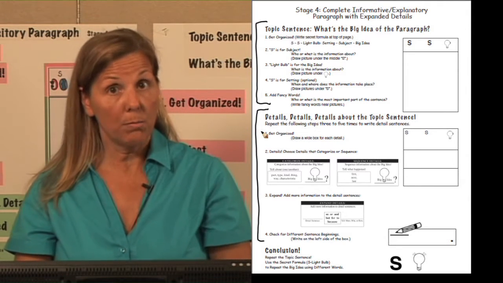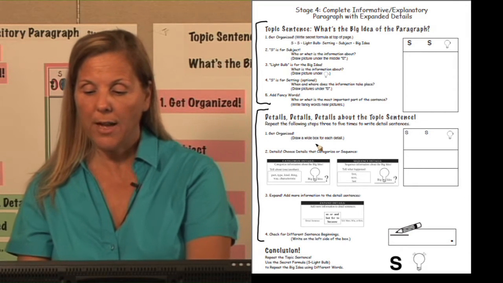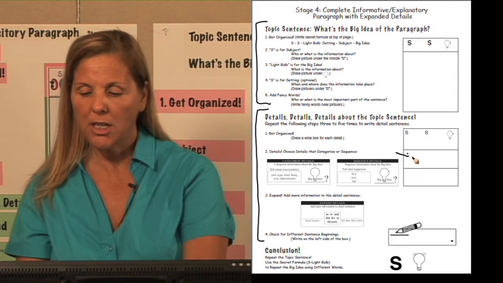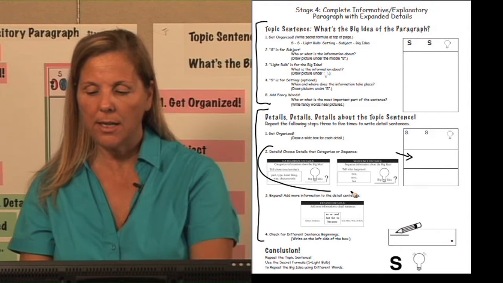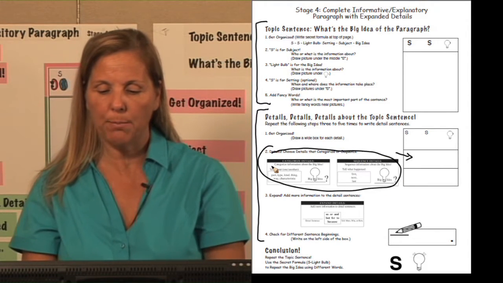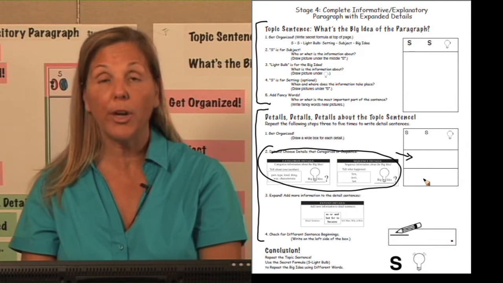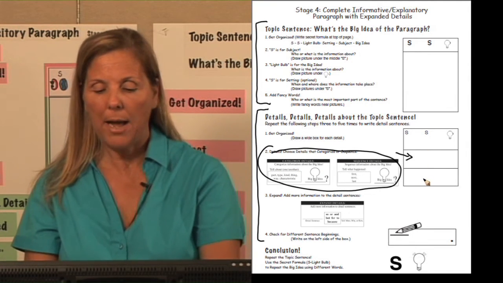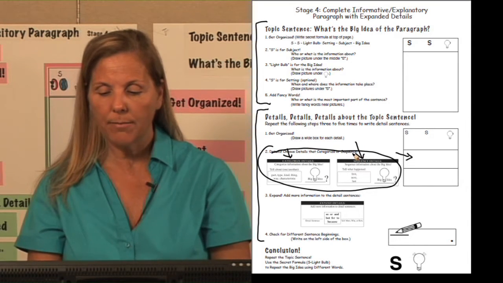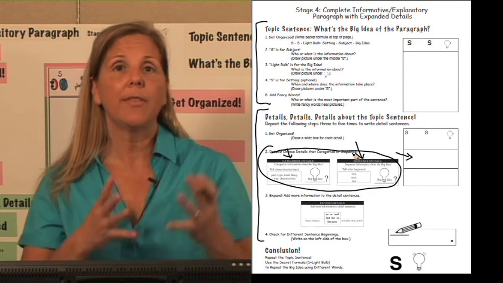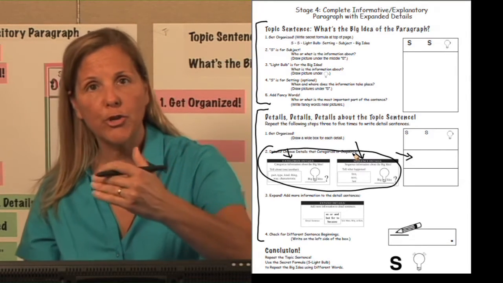In the details part of your paragraph, in the body of the paragraph, what you're going to find here is that you're going to draw a detail box each time. And this is a repeat of stage 2 when you're writing a simple paragraph. And that is, these details are either going to be organized by categories or organized in a sequence. And that's critical that they've learned that in stage 2, because you're adding more as you go up stages.